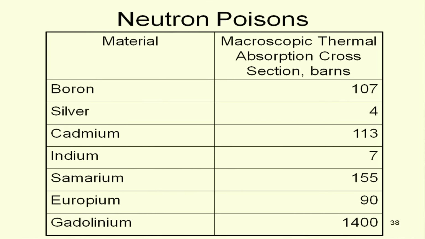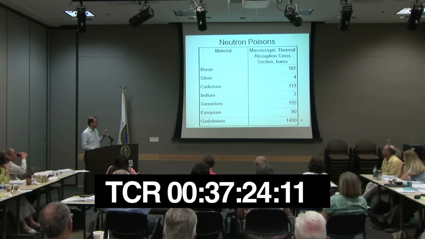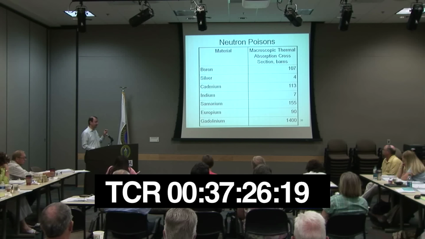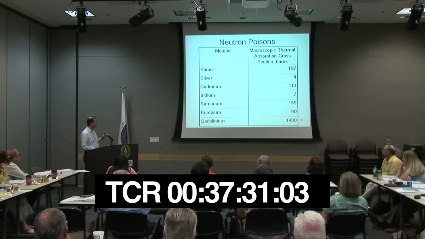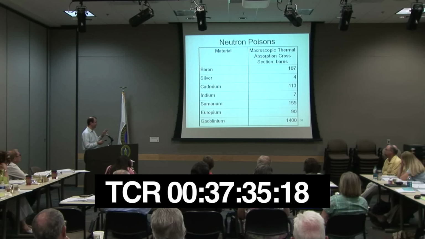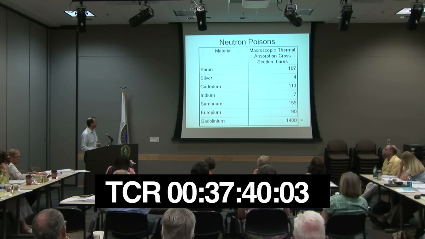The neutron poisons that are often used: boron, silver, cadmium, indium, samarium, europium, and gadolinium. These are used in engineered materials, but they're also produced as fission products. And so you need to take that into account. But when you're controlling a reactor, you put these in some kind of an engineered form. And when we get into the reactors, I'll talk a little bit more about what those forms are.